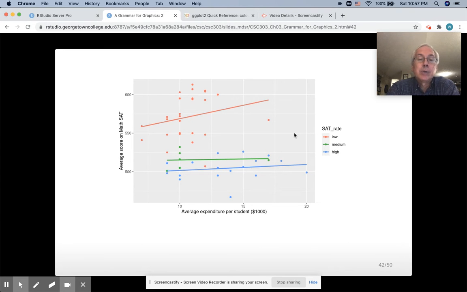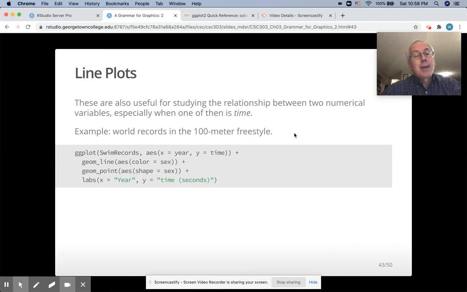And so we see that there's a positive association, actually, very slight positive association among the high SAT rate states, more of a positive association for the low rate states, and it's pretty flat for the medium ones. And so we see that while it looked like there was a negative correlation, a negative association between expenditure and average score, when we break it down by rate, we actually get some positive associations, although they're not strongly positive. So the mutate command is very useful. Once we've got that extra column, we're able to do some of the things that we saw we could do in the first slideshow. And then lastly, I want to talk about line plots here.